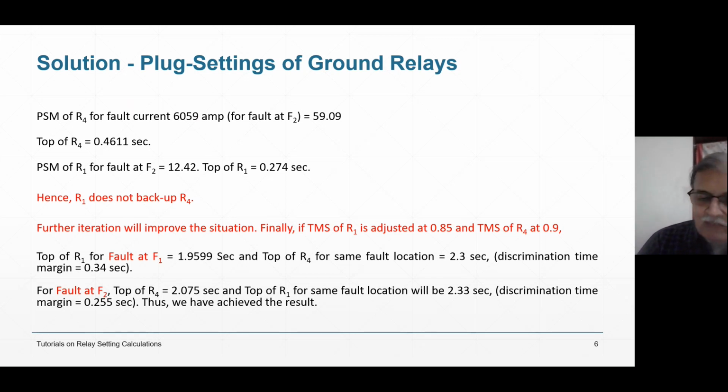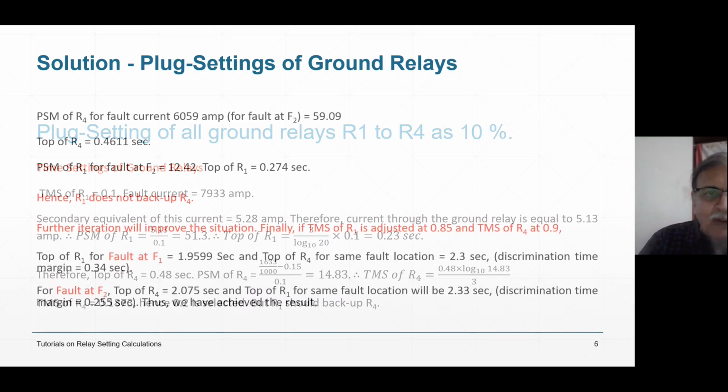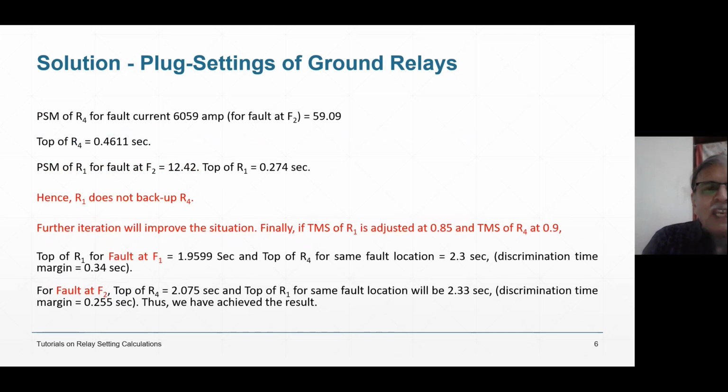And top of R4 is 0.4611. What is my requirement? My requirement is R1 should back up R4, so time of operation of R1 should be more than R4. Here it is reverse. So R1 is not giving backup to R4. So I will have to go for a second iteration, which I did not need for the phase relays. You were lucky.